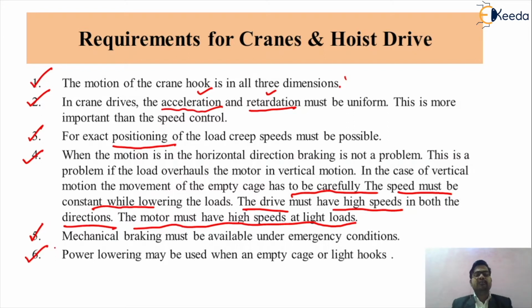Then the next requirement regarding cranes and hoist drives is that power lowering may be used when there is an empty cage or light hooks. So as we have seen, while we are using the braking system and the light lowering system, again the important parameter is that power lowering may be used. So obviously, while we are selecting a crane and hoist drive for a particular application, we have to check whether power lowering is possible. If power lowering is possible, then this drive will be suitable as a crane and hoist drive. So these are some of the requirements while we are designing a crane and hoist drive.